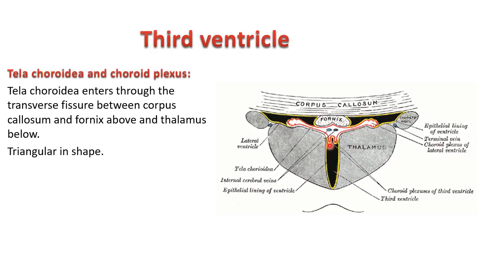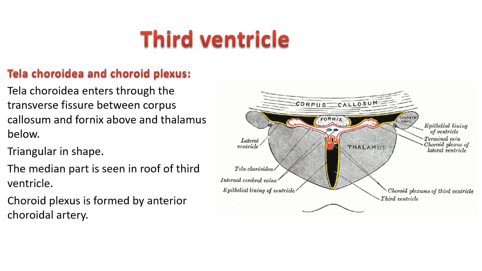The choroid plexus is mainly supplied by the anterior choroidal artery. The median part is seen in the roof, projecting into the third ventricle. Applied anatomy: in hydrocephalus, if there is obstruction of the third ventricle, you do ventriculography. Air is injected into the ventricle, and ventriculography is done to diagnose any obstruction of the third ventricle.